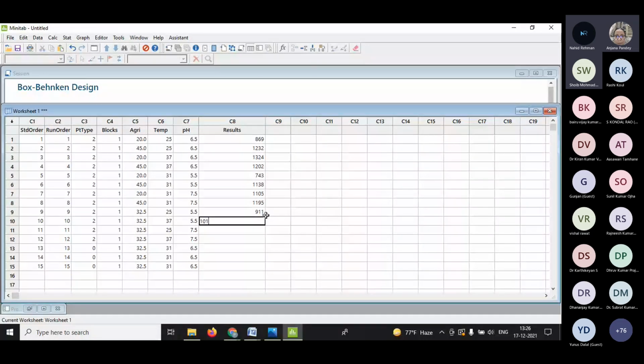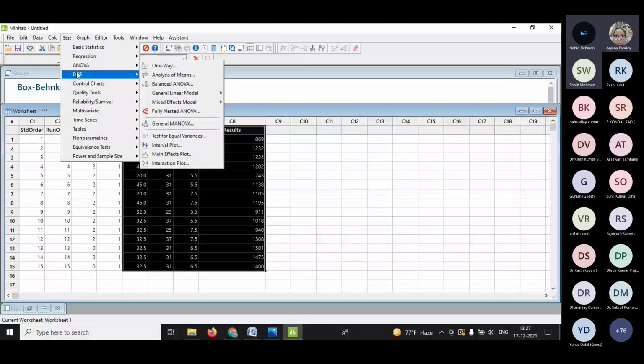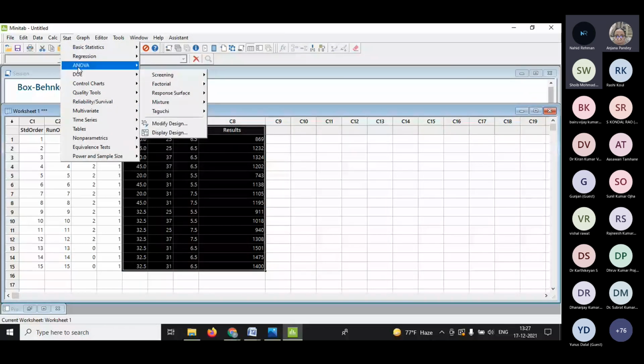She's entering the response, whatever she obtained. So she is entering it vaguely. It is not the accurate one, but she is entering it. And run number 13, 14, 15 are showing the optimum value of all the three parameters. So it is in triplicate. Run number 13, 14, and 15. And after that, you have to select and then slowly go to the ANOVA.